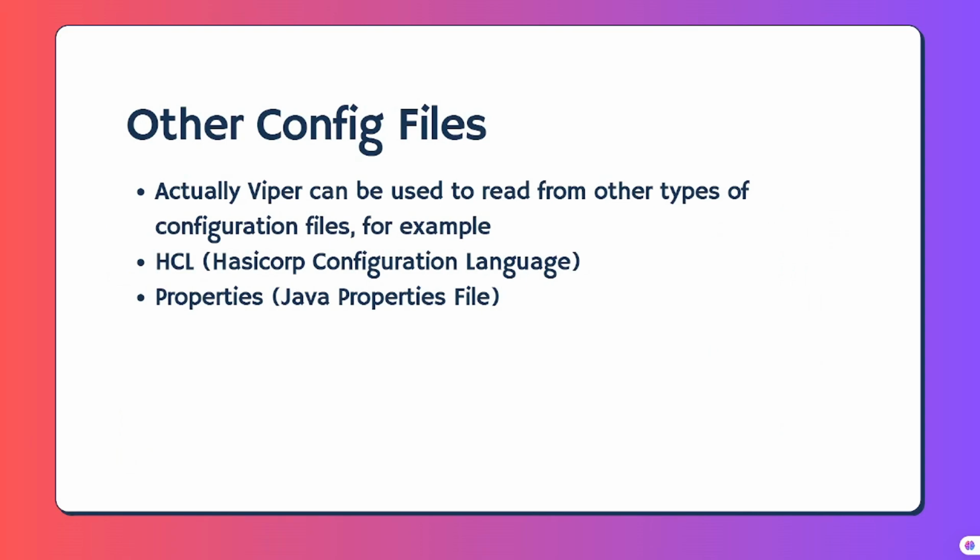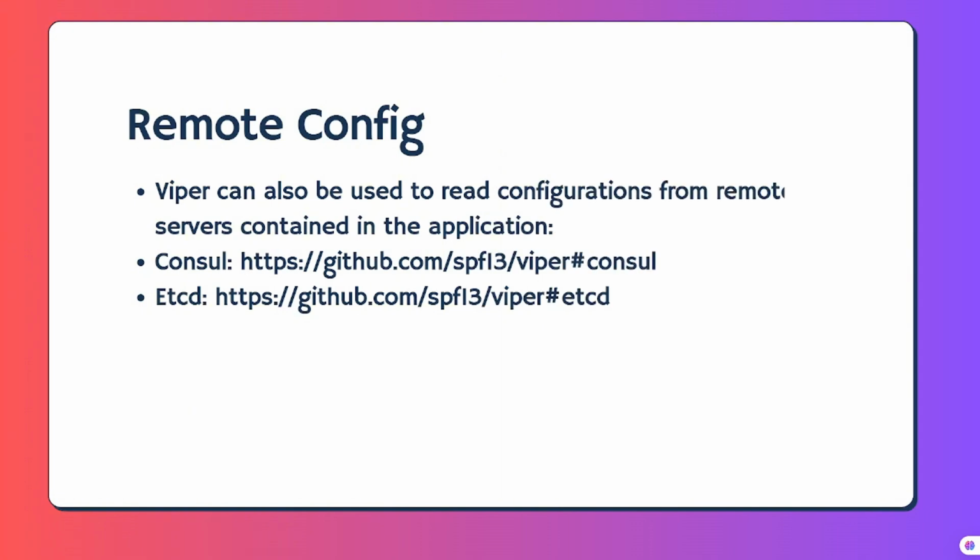Other features. Actually, Viper can be used to read from other types of configuration files, for example, HCL, HashiCorp configuration language, properties, Java properties files, and remote config. Viper can also be used to read configurations from remote servers such as etcd, Consul, and etc. Okay, that's the discussion about using Viper Golang to read files, which are generally used for configuration.